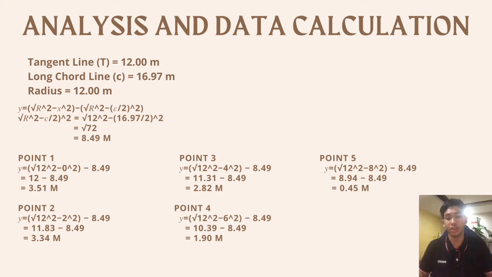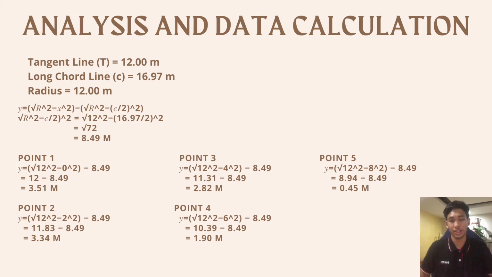So to get the data collection, we have to do the analysis and data calculation first. We got the tangent line is 12 meters, the long chord line is 16.97 and the radius is 12 meters. So we got the equation y equals square root of r square minus x square, minus square root of r square minus c over 2 square. We must do the back first, because the back number is not changed. So for the back we got 8.49 meters.